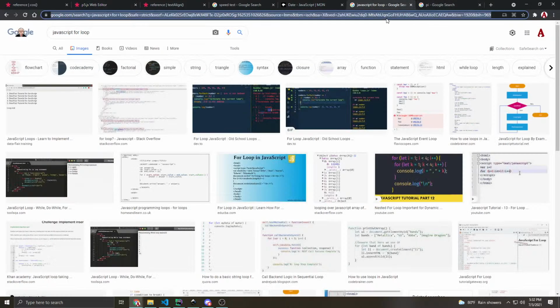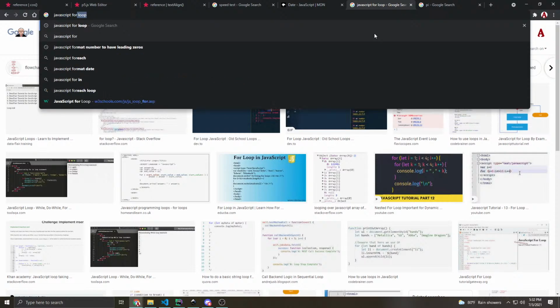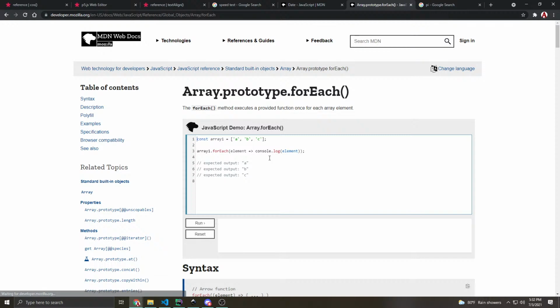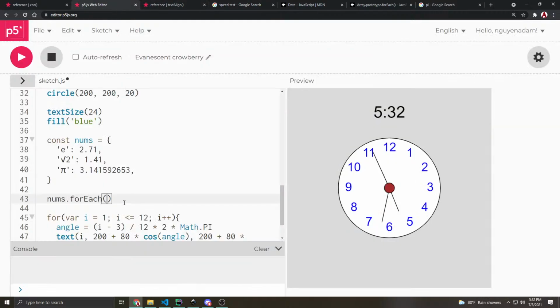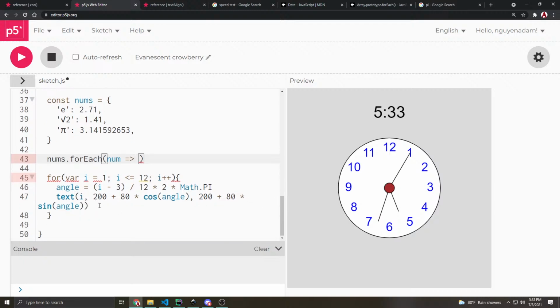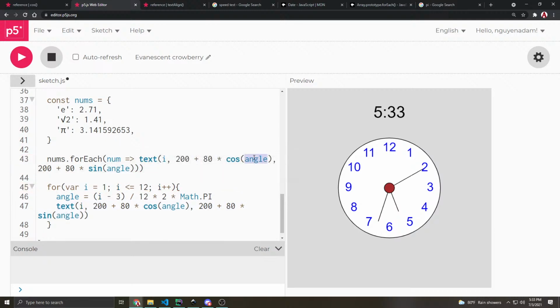Let me just make sure we got this. Let me do a JavaScript for each loop. Okay, yeah, we could do a little. That's the thing I didn't like about JavaScript, having to put an actual arrow. The arrows are fun though. I mean, they're fun to look at, but at least to me, it's a little tedious.